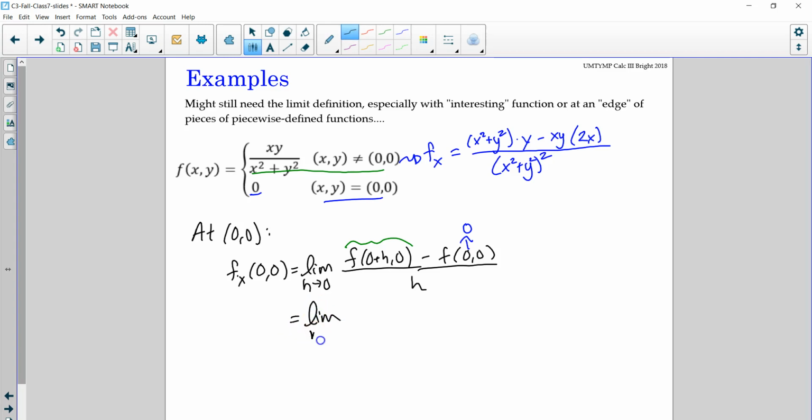Here's the limit as h goes to 0. If I put in h for x and 0 everywhere else, I get 0, which is fun. So 0 minus 0 over h, so this is just 0. So the limit here is going to exist, and therefore the derivative is going to exist. But when I looked at the original function and just looked at the partial derivative of f with respect to x, it wasn't clear if it existed or not. So the limit definition does have its place.